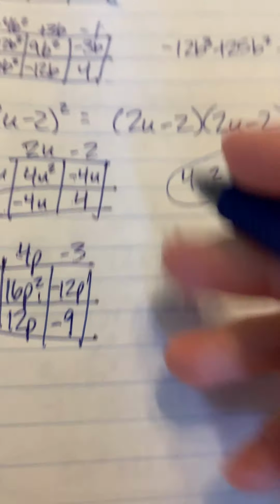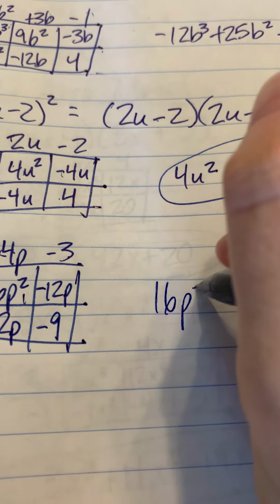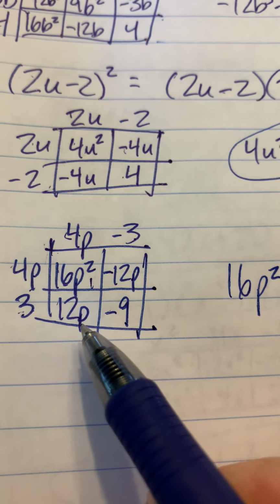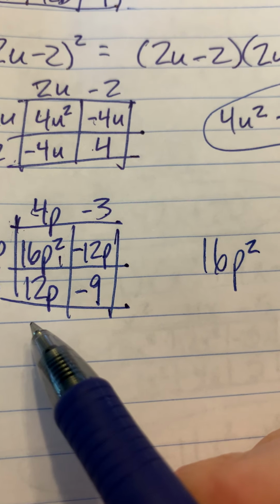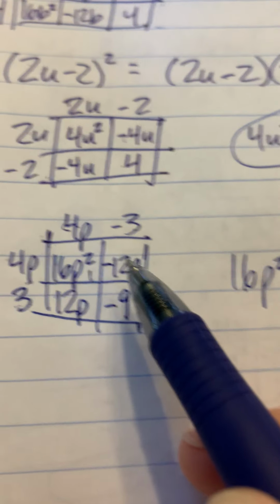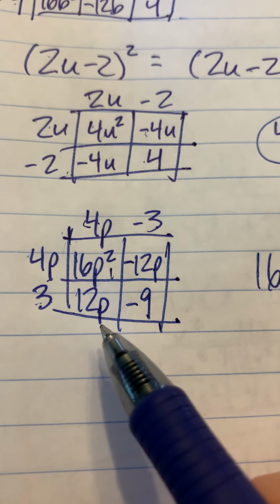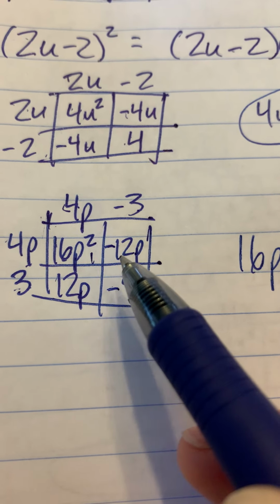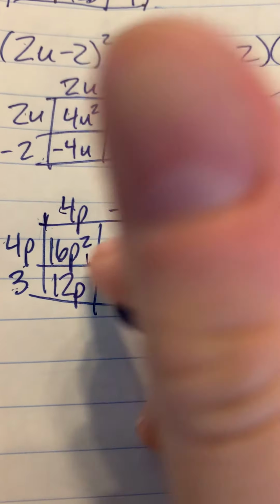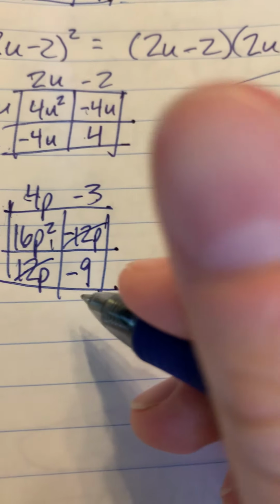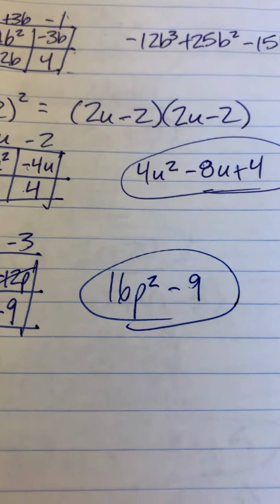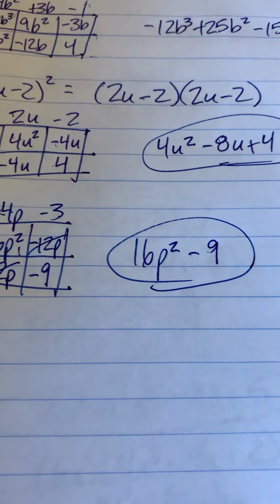P squared is the only one like that. There are two of them with regular p's. Negative 12 plus 12. Think about that for a second. Negative 12 plus 12 is 0. So I'm not going to write any terms with a regular p because those cancel each other out. And then minus 9. And that's the answer for that problem.